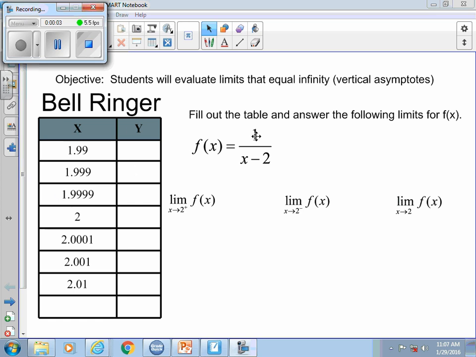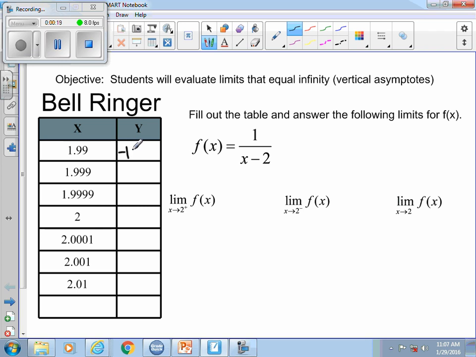So I had asked you to fill out a table for the following limit and then answer the following limit. So I plug in 1.99 into this function. What do you get? Negative 100. And what about when you plug in negative 1.999? $10,000.